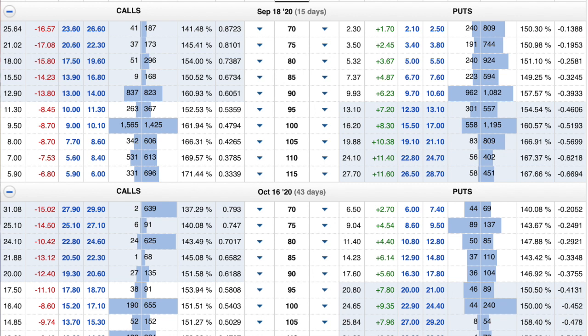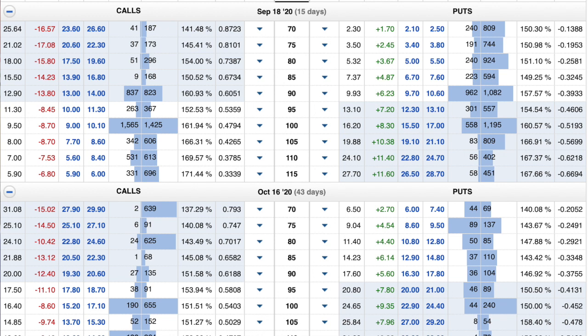So I'm actually going to pull up an example. We're using BigCommerce again. And as you can see, we have two expiration dates that are up on the screen. We have September 18th and we have October 16th.